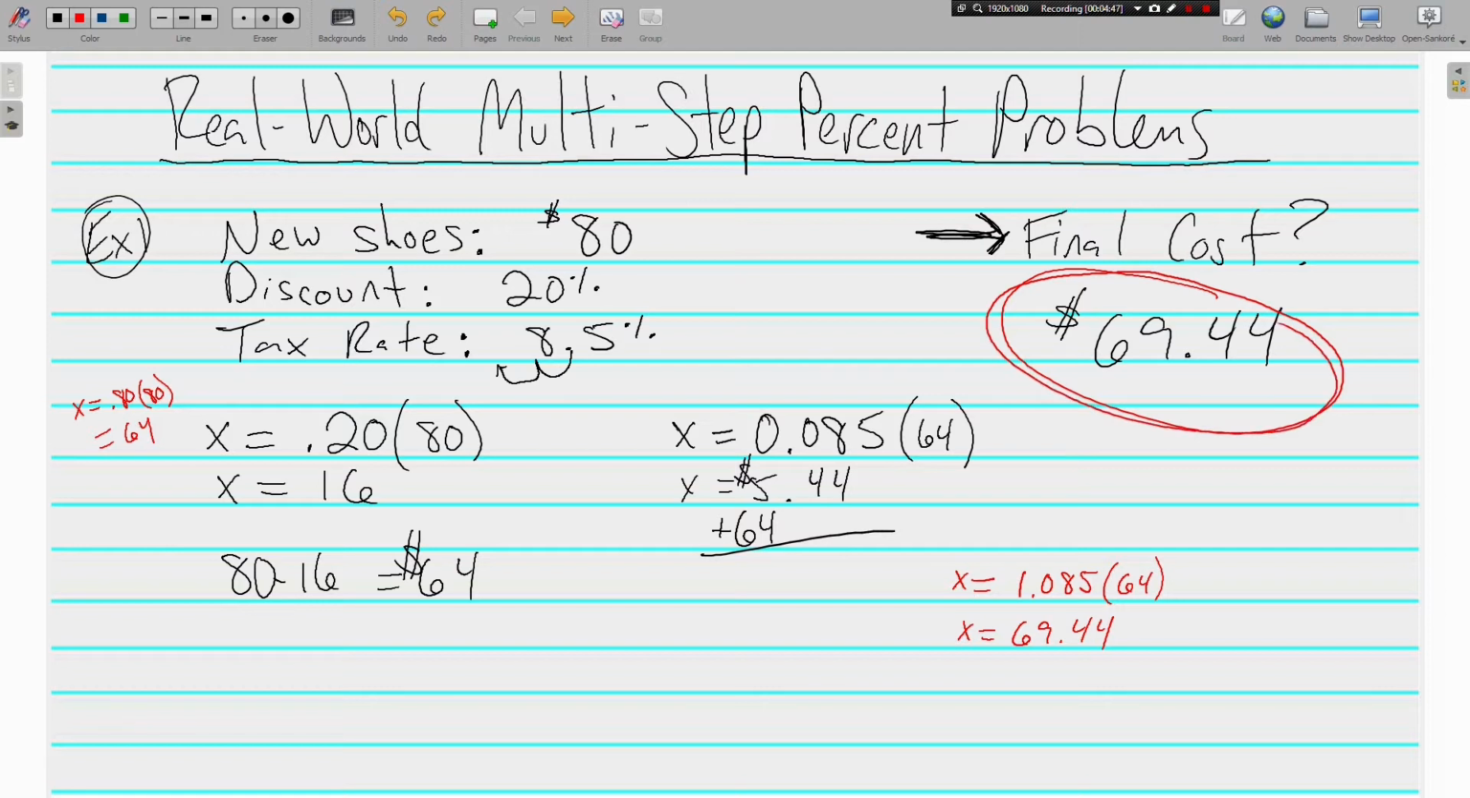So again, we've got options of how to do these problems, and I used equations. You could also have done it with proportions. Different ways to do it. Alright, let's look at another.